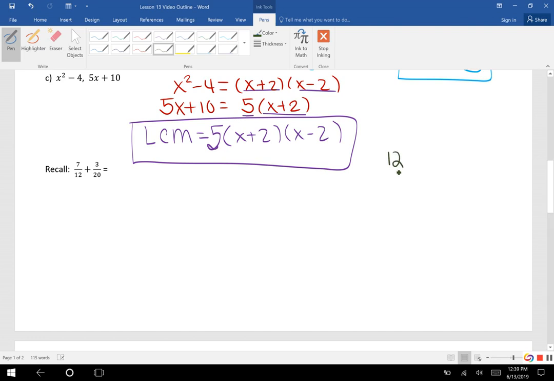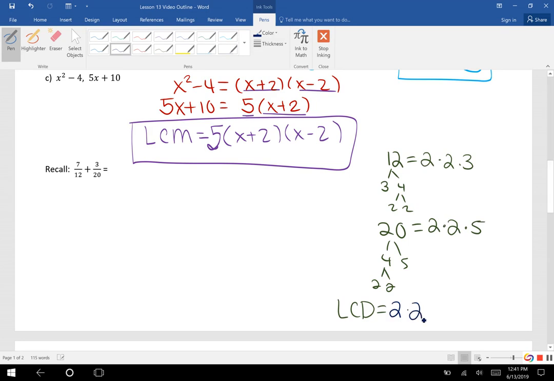So I know 12 is 3 times 4, and 4 is 2 times 2. So 12 is 2 times 2 times 3. 20 is 4 times 5. 4 is 2 times 2. So 20 is 2 times 2 times 5. For the least common denominator, I need a 2 and a 2 and a 3. That came from this first denominator, 2, 2, 3. I already have the 2 2's written down, so I just need to tack on a 5. So 2 times 2 times 3 times 5, I think that's 60. Yep. So my least common denominator is 60.